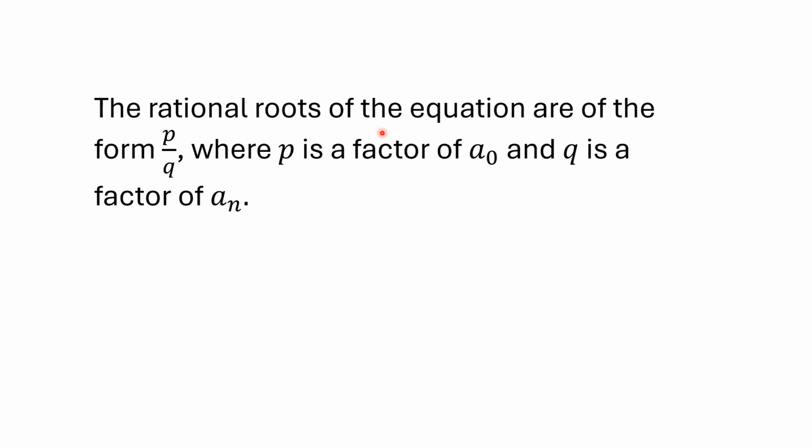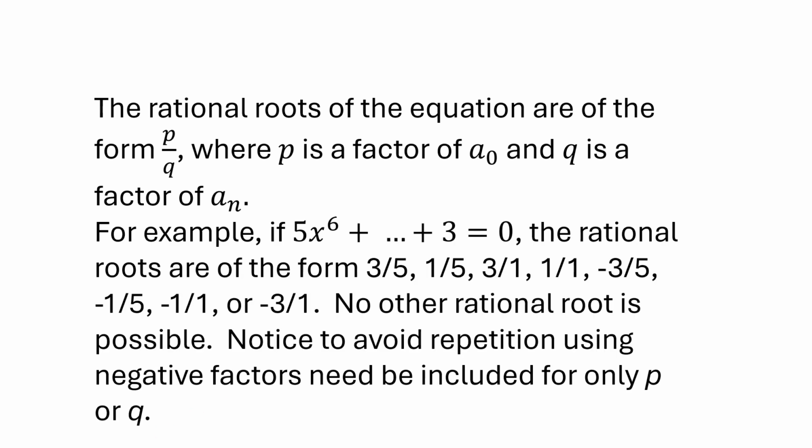The rational root theorem tells us that the roots of the equation are of the form P over Q, where P is a factor of the constant term. The constant term gives us the factors for the numerator, and Q is a factor of the lead term, which gives us a factor of the denominator. We look at 5x to the 6 and plus 3, and we ask what are our candidates for our rational roots.